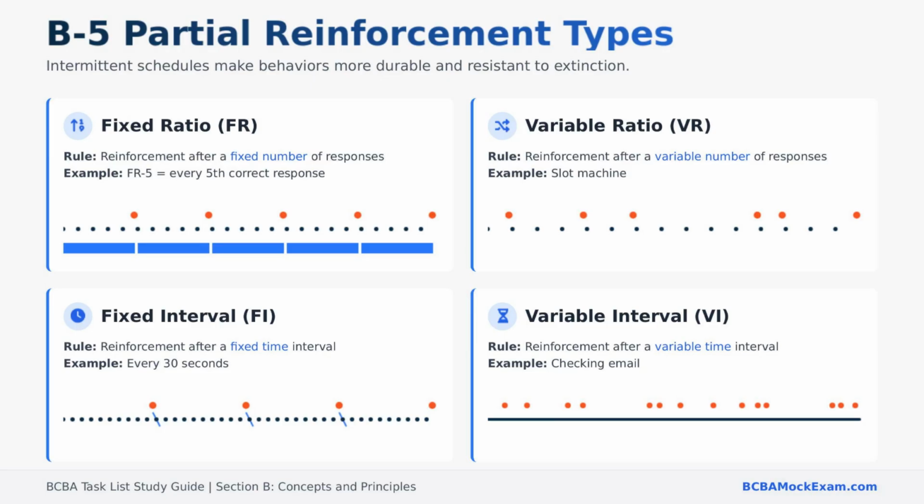Next, variable ratio, VR. Now the rule is similar. Reinforcement depends on the number of responses, but the number changes each time. Sometimes it's after 3, sometimes after 7, averaging to maybe 5. This unpredictability creates the strongest, most consistent responding of all schedules.